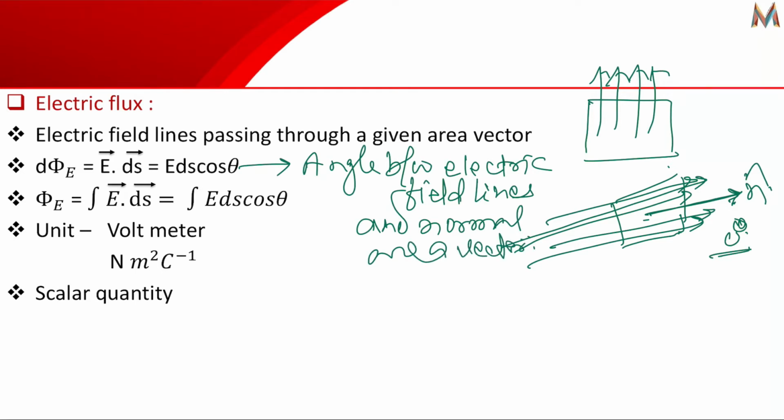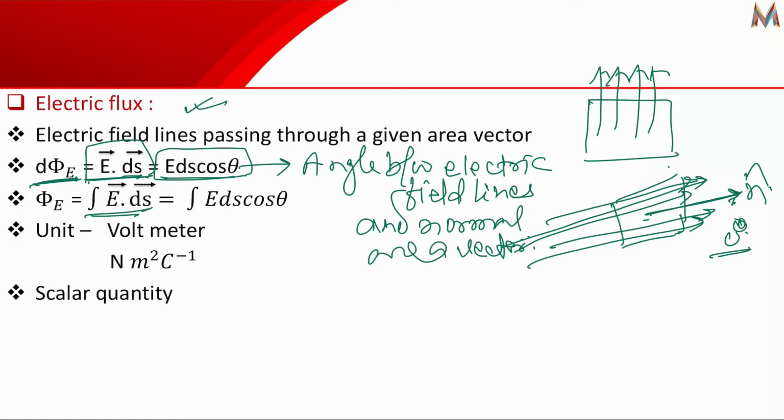So electric flux is the dot product of the electric field and the normal area vector, or we can also write it as E ds cos theta. If we take the dot product of E and ds, it will be E ds cos theta. This is for a small area, a small flux. If we want the whole flux, we have to integrate, so the total flux phi will be the integration of E dot ds. So there are two ways of defining electric flux.